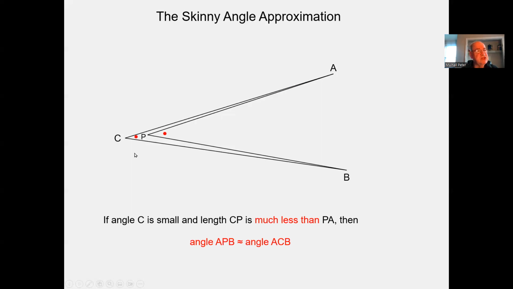And this makes sense. This can be justified mathematically. We're not going to bother to go ahead and do that. It's relatively easy to justify the skinny triangle approximation. Here it's a little bit more wonky, so we're not going to worry about it. But I think it is reasonable that if the distance from C to P is small compared to the distance from P out to A, these two angles are approximately equal.